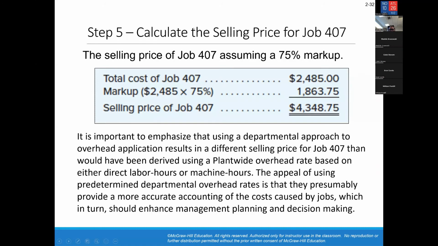All right. So for calculating the selling price, remember they told us that we're going to assume a 75% markup. So we have total job at 2485, and then we're going to multiply it by 75% to come up with the markup. This is the markup right here. And then the selling price of the job becomes 4348.75.